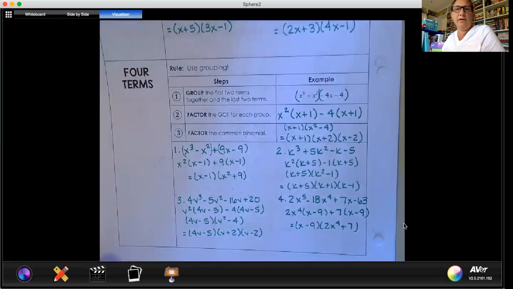All right, and here are your answers for each of these. Number 1, x minus 1 times x squared plus 9. We can't factor that because of the plus. Number 2, x plus 5 times x plus 1, x minus 1. Number 3, 4v minus 5 times v plus 2v minus 2. And number 4, x minus 9 times 2x to the 4th plus 7.